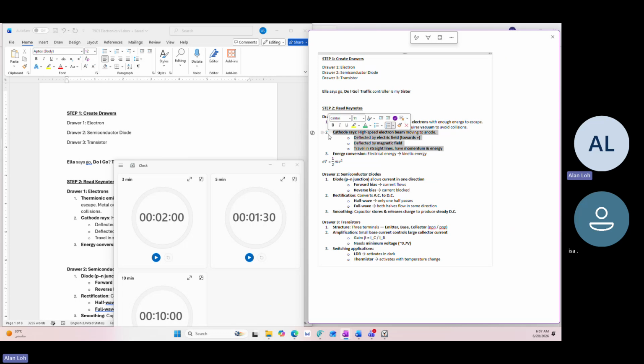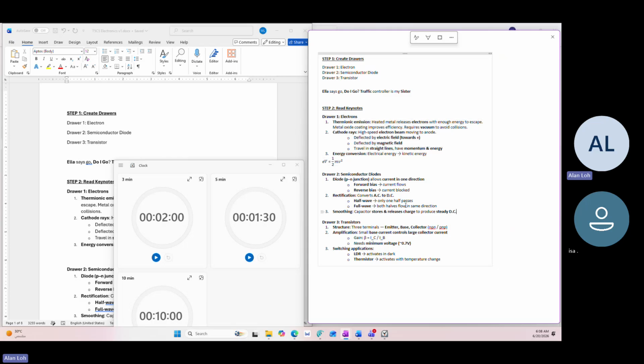This is the experiment. Some schools have the equipment to perform the experiment, so you can understand it by experimenting by yourself. If not, the only way that you can understand it is through your textbook, right? Your textbook has diagrams that help you imagine how the experiment would look like. And then there's energy conversion, right? So now we have done drawer 1.